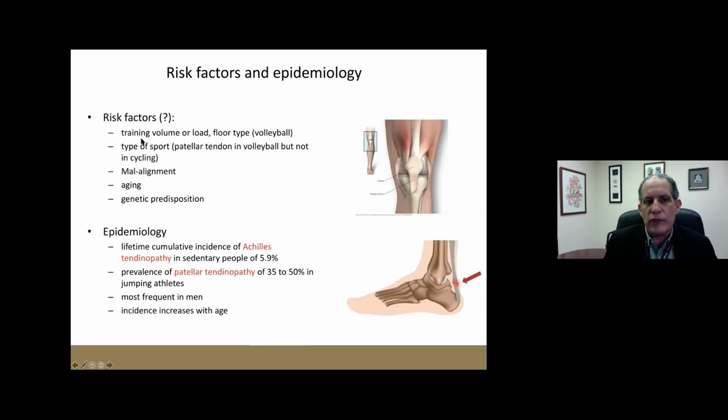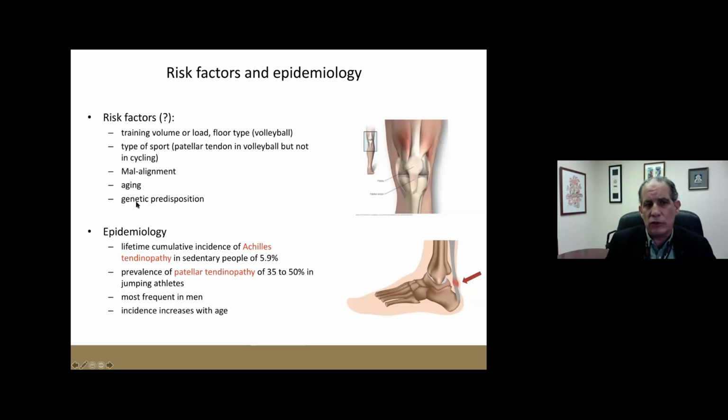Nevertheless, we always look at training volume, which, as you know, goes up in some sports when they're getting close to competition. Floor type, especially in sports like volleyball. The type of sport, because, for example, the patellar tendon is under a lot of stress in volleyball, jumping activities and so on, but not in cycling. There is no weight bearing. Malalignment of the lower limbs, of course. Aging, because there is deterioration of the structure, the basic tendon structure with age.